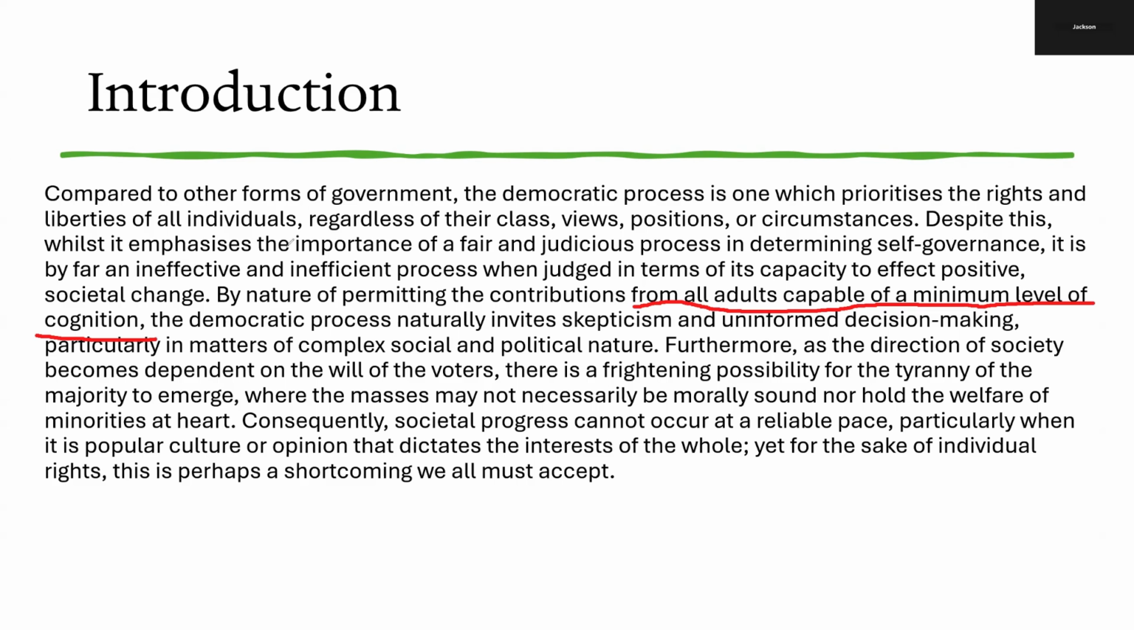So, for example, here, whilst it emphasizes the importance of a fair and judicious process, we can just get rid of this. You just say, whilst it emphasizes a fair and judicious process. So, really, importance doesn't give that much value here. All right. And then here, yet for the sake of individual rights, this is perhaps a shortcoming we must all accept. What we can actually say here is that, yeah, this is necessary. This is a necessary shortcoming for the preservation of individual rights. And that gives it a lot more explanation and cuts down a couple of words as well. All right. Let's clear this and move to the next one.